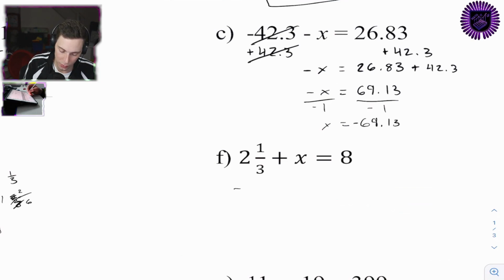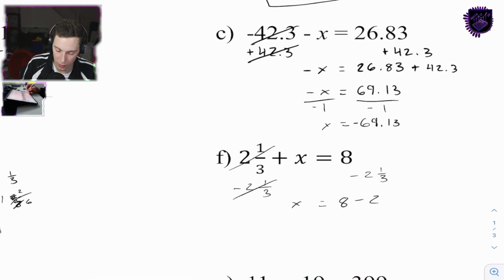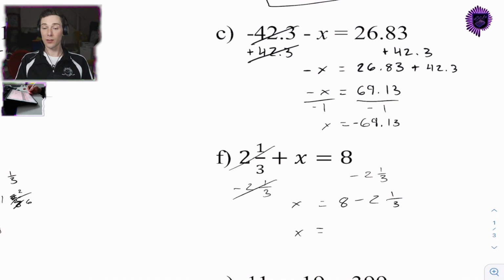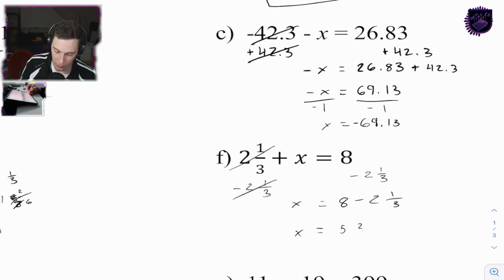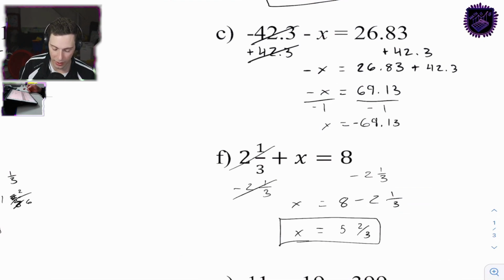Part f. So subtract 2 1/3 from both sides, and that will cancel out, and x will be equal to 8 subtract 2 1/3. Now I can do this mentally, right? 8 subtract 2 is going to be 6, and then subtract 1/3, we'll have 5 2/3. I don't need to do too much there. X is equal to 5 2/3.